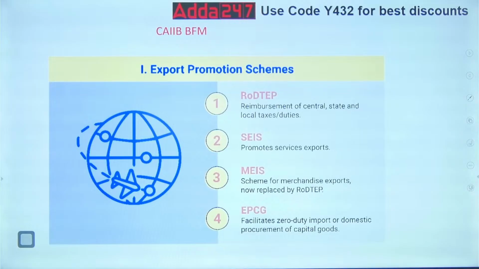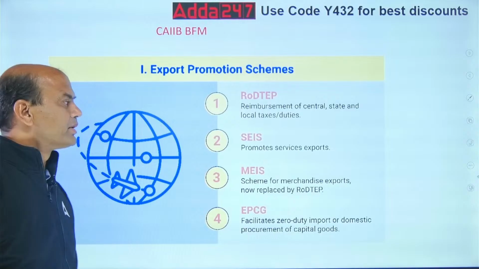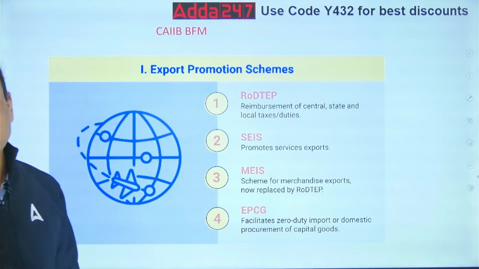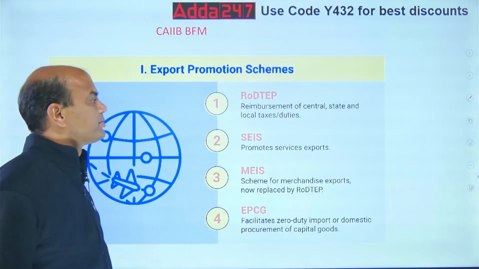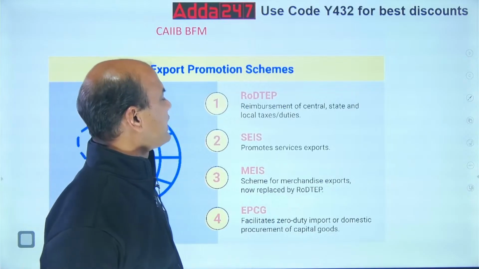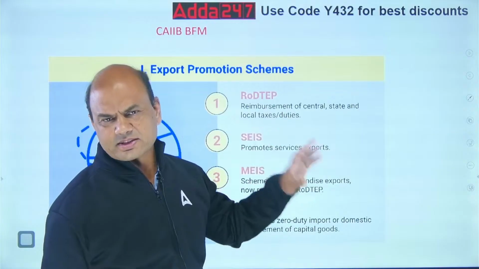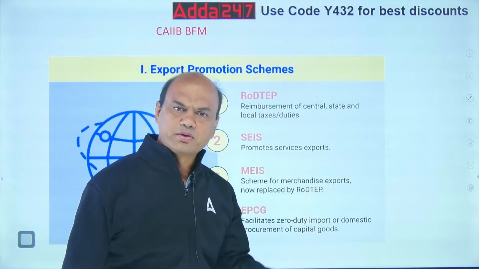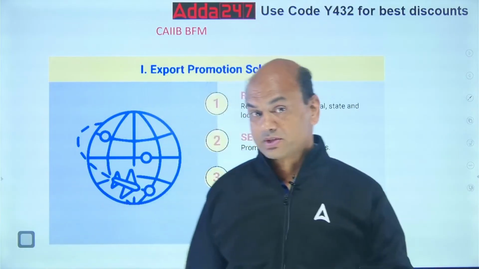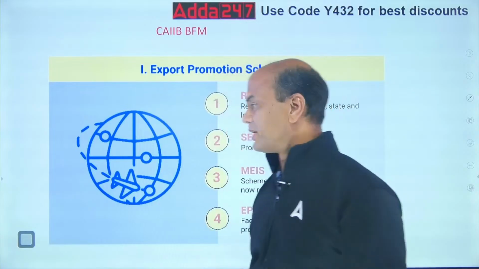First is road tax. What is road tax? Reimbursement of central, state and local taxes and duties. Basically it is a reimbursement scheme. Very simple logic. Whatever are the local taxes, those will be reimbursed back to you. You have to pay it first and then they will be reimbursed back.